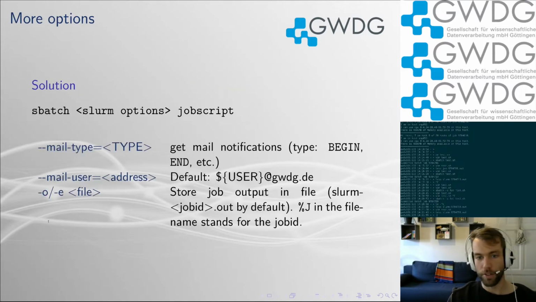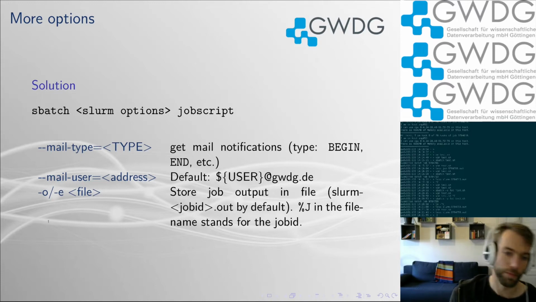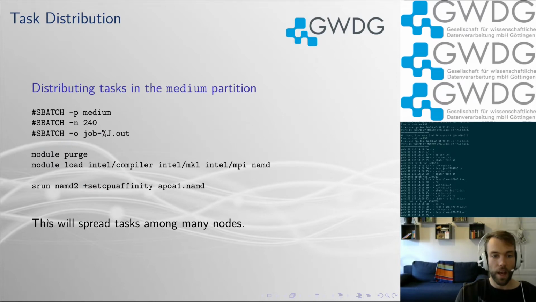From now on, all my examples will have job scripts, because this is what you usually use when you do HPC, because you usually don't have something that runs just for 10 minutes. So here are more examples of job scripts, with which I also want to show something else. So this is an MPI job, and this one says, okay, go to the medium partition, create 240 tasks, and put the output somewhere.